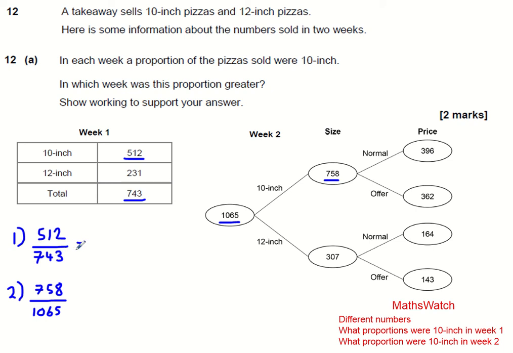So 512 divided by 743 is 0.68909825. 758 divided by 1065 is 0.71173709, and we just compare these two numbers. 0.7117 is bigger than 0.6890, so the proportion is greater in week 2.